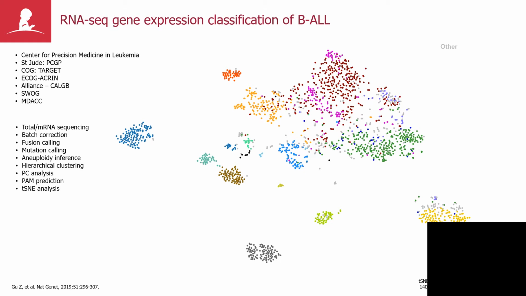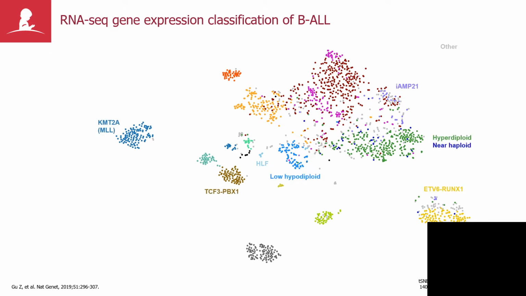This was a collaboration between multiple cooperative groups, the COG and St Jude, as well as a number of adult cooperative groups. And a goal here was to see how far transcriptome sequencing could be utilized to classify the landscape of ALL, and also to determine whether it might be useful as a diagnostic approach. And I'll come back to that thought at the end of the talk.